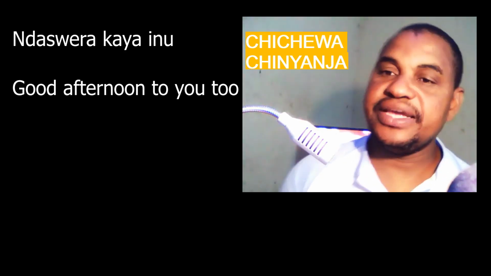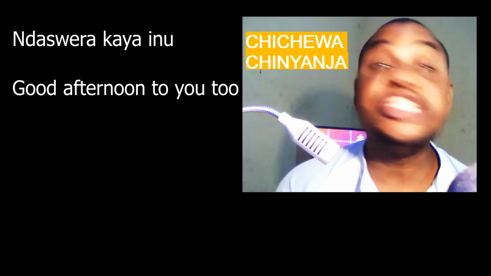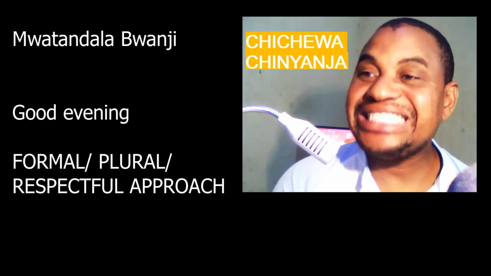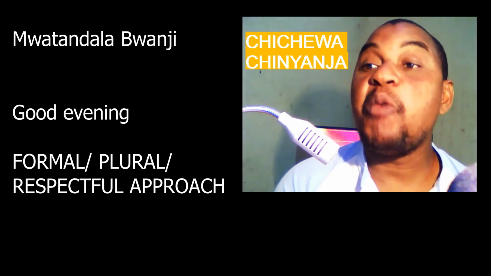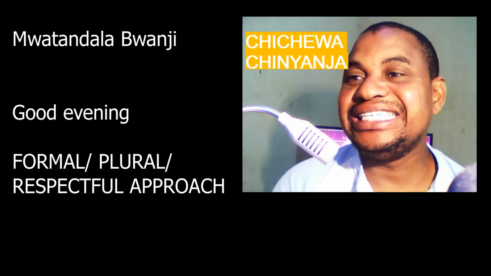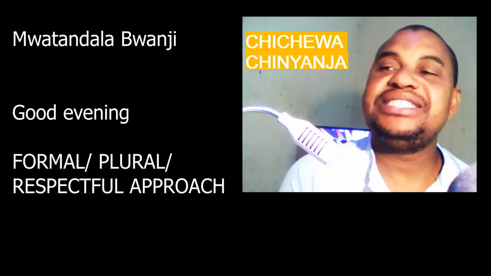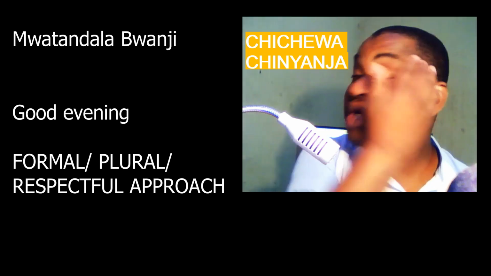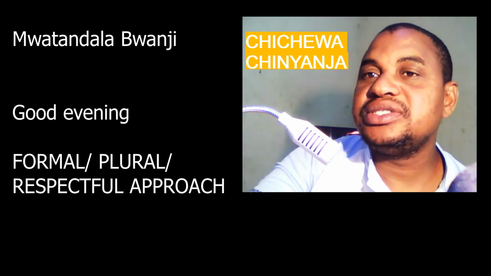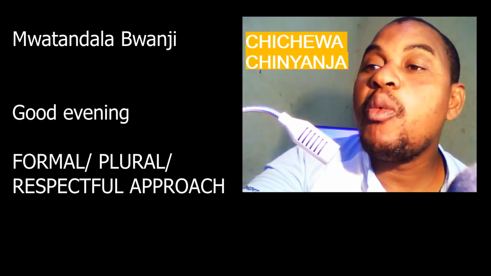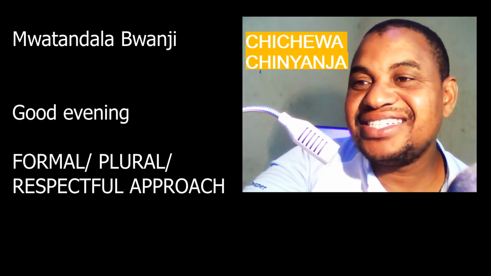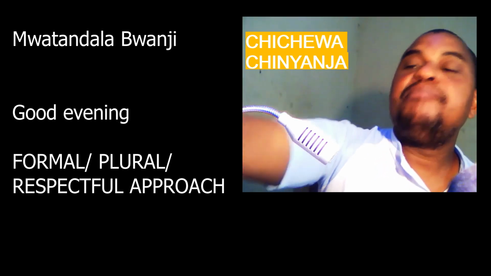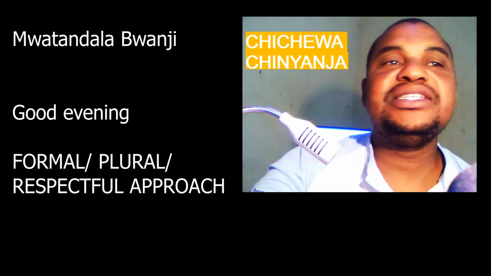What about evening? Evening greeting in Chichewa. Evening greeting, you go like mwatandala bwanji, mwatandala bwanji. So let me say something about this. You see, we said muri bwanji. That one we are talking about the second person pronoun. You are talking about the other person, mu or mwa. So with mu, mwa, you are talking about that person, but this one is formal language.